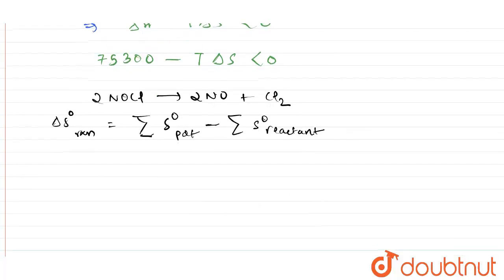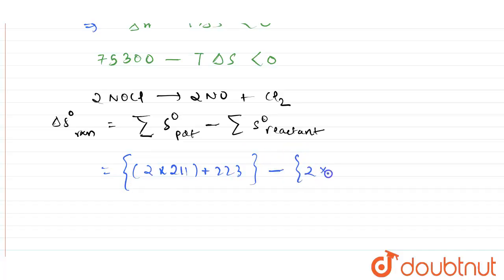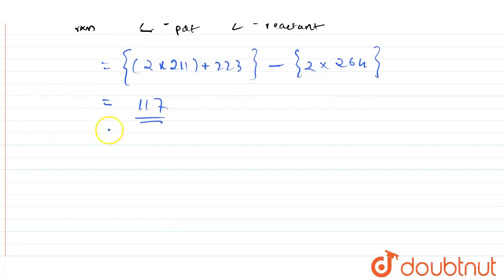Now the product S naught will be equal to how much? We have 2 times NO, so 2 into 211 plus 223, minus 2 times 264. For NOCl, S naught is 264, which is given in the question. Once you do this, the value you are going to get is 117. Now we can substitute in delta H minus T delta S, that is 75,300 minus T, which we need to find out. Delta S value we have as 170, which we just calculated, so we substitute 170, which will be less than 0.